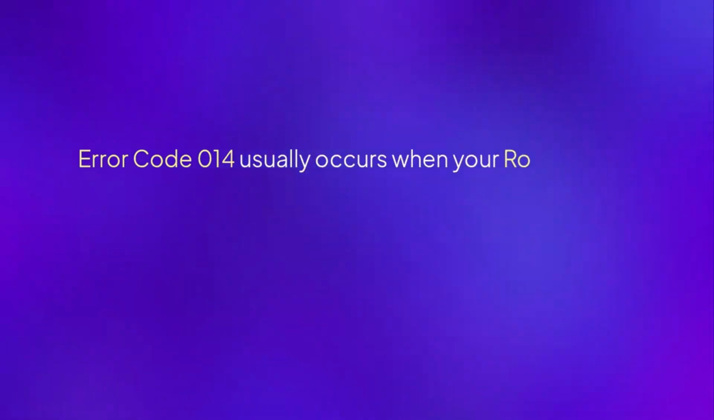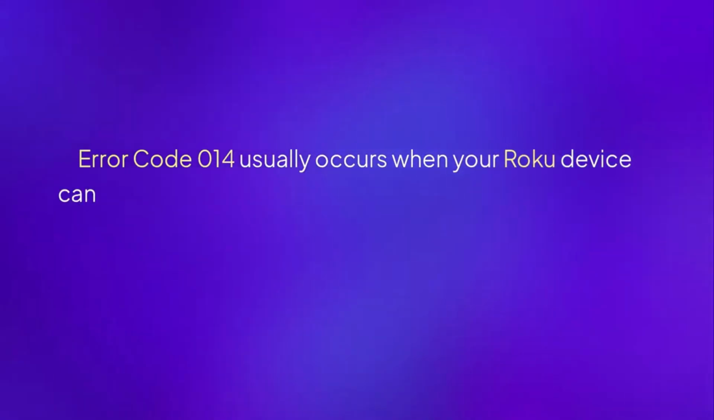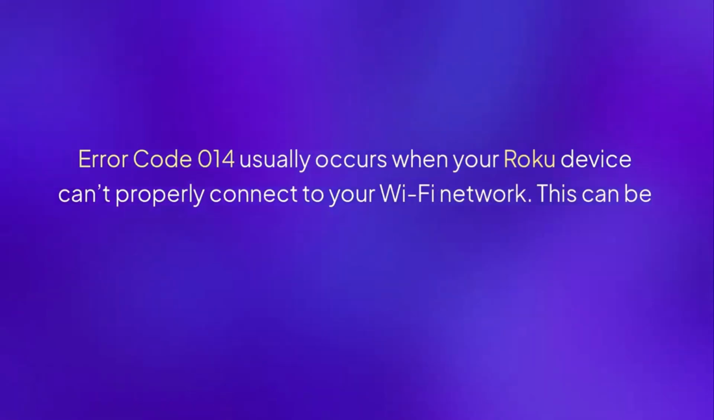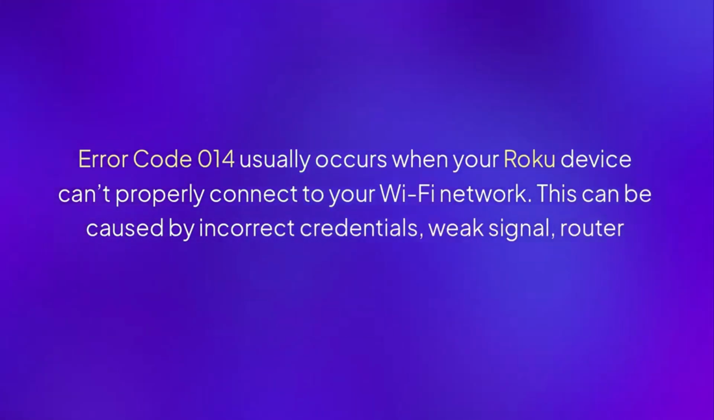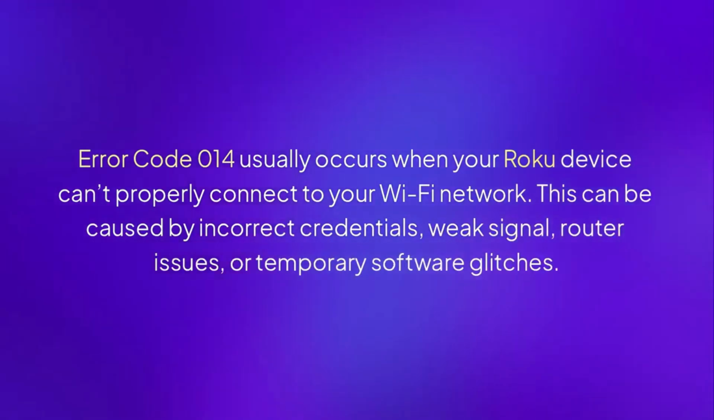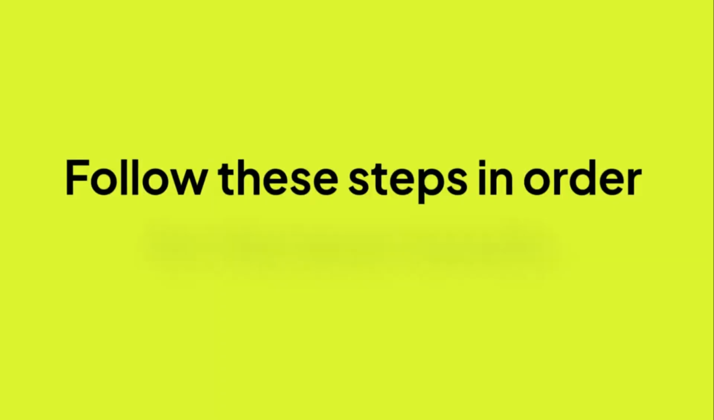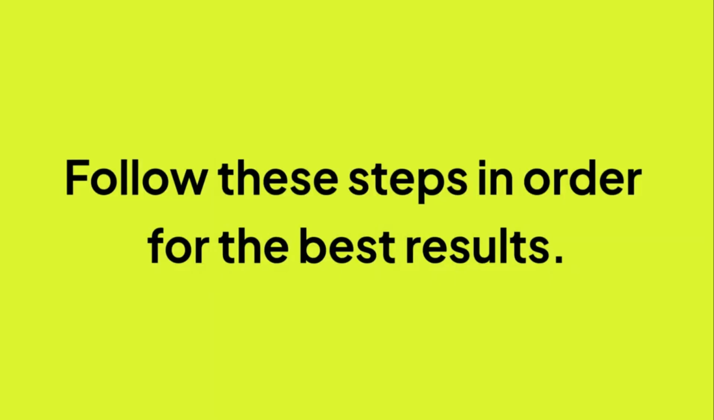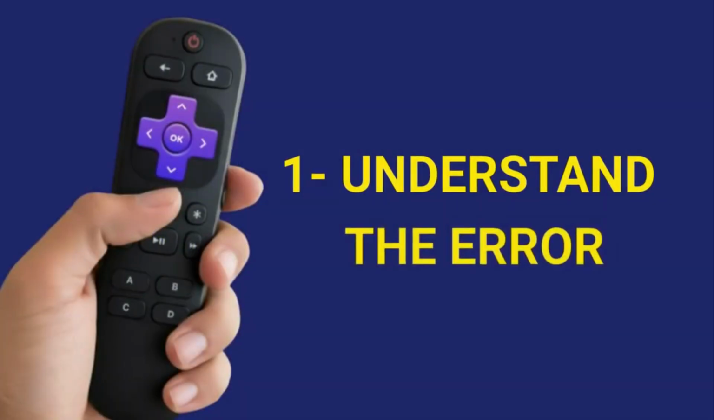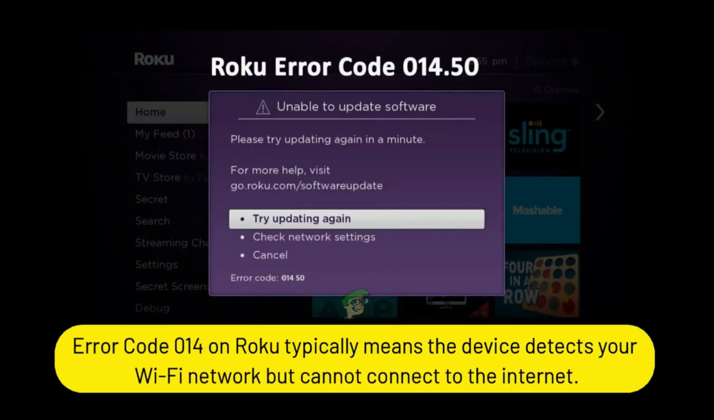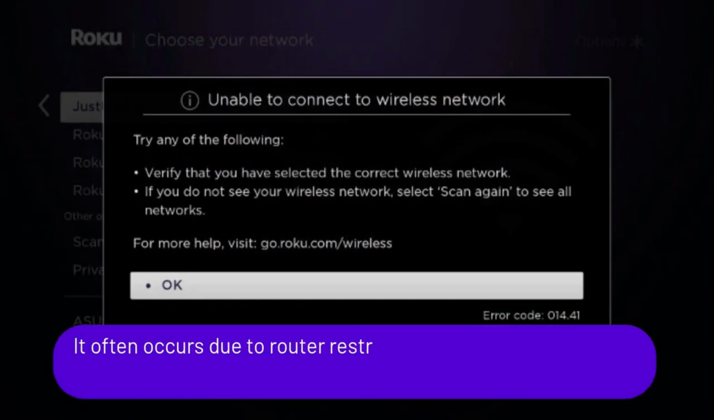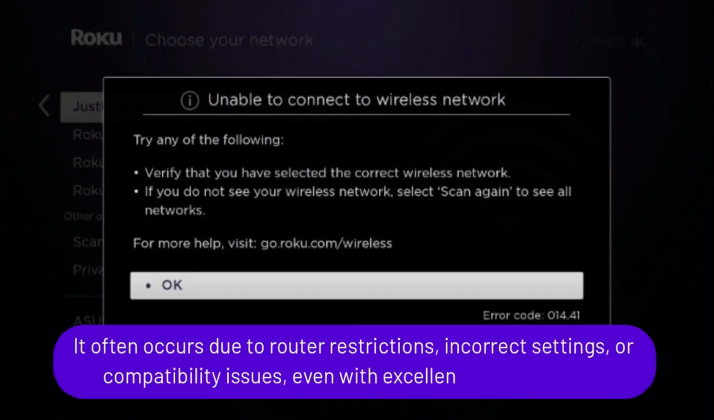Error code 014 usually occurs when your Roku device can't properly connect to your Wi-Fi network. This can be caused by incorrect credentials, weak signal, router issues, or temporary software glitches. Follow these steps in order for the best results. Understand the error. Error code 014 on Roku typically means the device detects your Wi-Fi network but cannot connect to the internet. It often occurs due to router restrictions, incorrect settings, or compatibility issues, even with excellent signal strength.